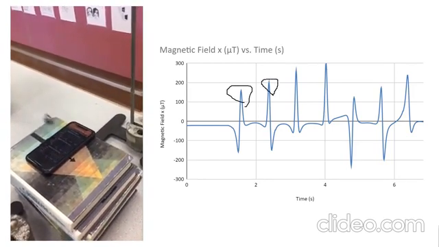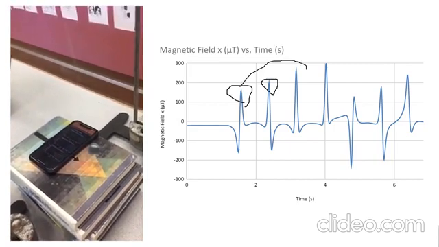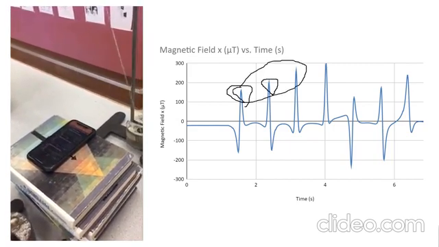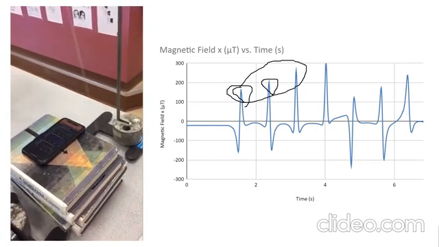Since it passes the magnetic sensor twice for one period, the distance between these 2 times is equal to 1 period, or it can also be calculated as the distance between 2 peaks multiplied by 2 is the time period.